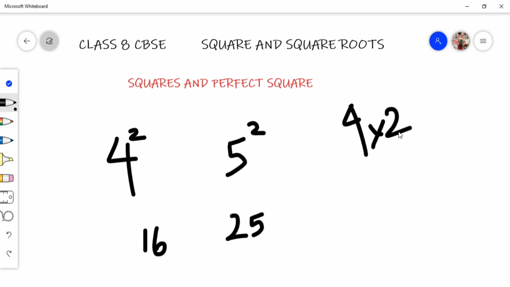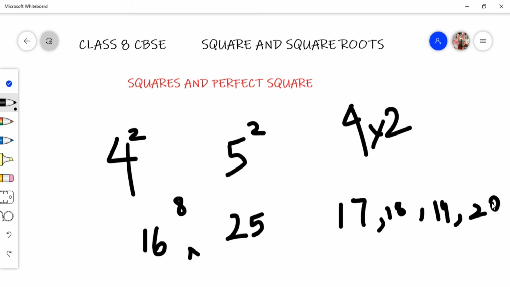So that means 4 into 2 is equal to 8. There will be 8 non-perfect square numbers in between them. That will be 8 non-perfect square numbers between them. That are 17, 18, 19, 20, 21, 22, 23, and 24. So this is our fourth property.